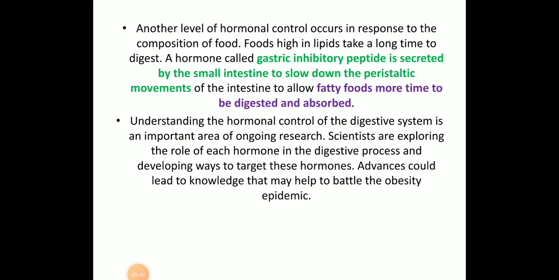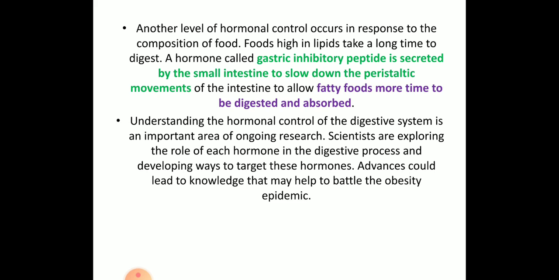The gastric inhibitory peptides are also secreted by the small intestine and slow down the peristaltic movement. Peristaltic movement is nothing but a wave-like movement which helps in the movement of food. So the fatty food is digested and then absorbed, and once absorbed, the digestion process starts again. So this is how the hormones control our digestion. Remember gastrin, secretin and CCK. These are the three important hormones which control our digestion.